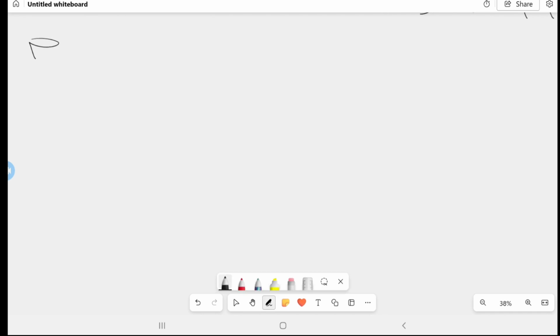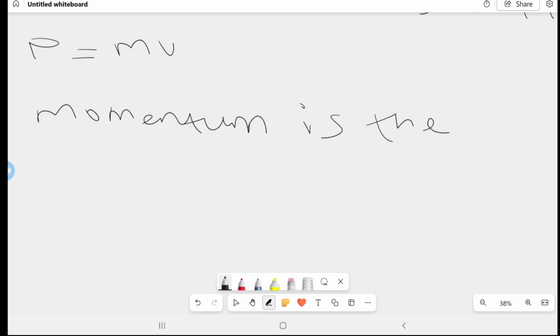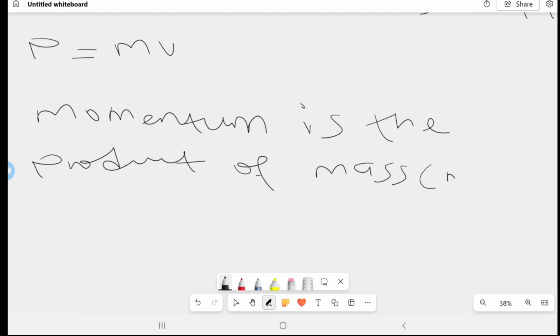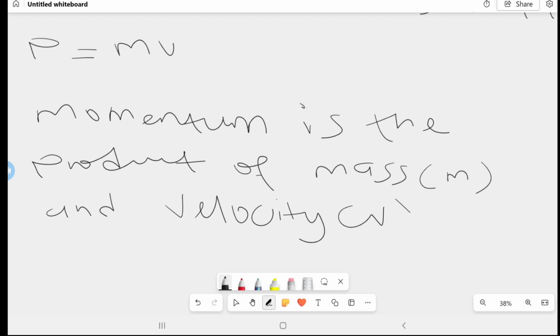Momentum, right? The formula for momentum is P equals mv. It means that momentum is the product of mass, which is m, in kgs, don't forget, and velocity, which is v.